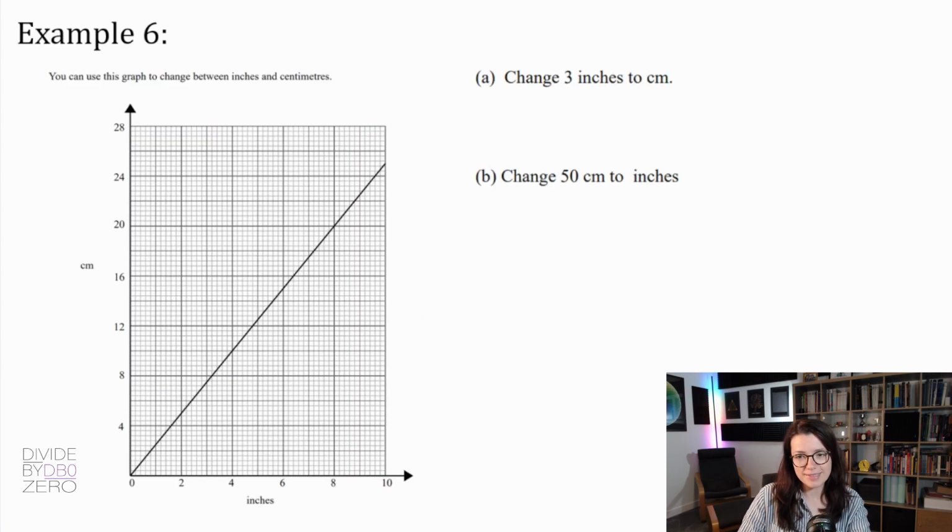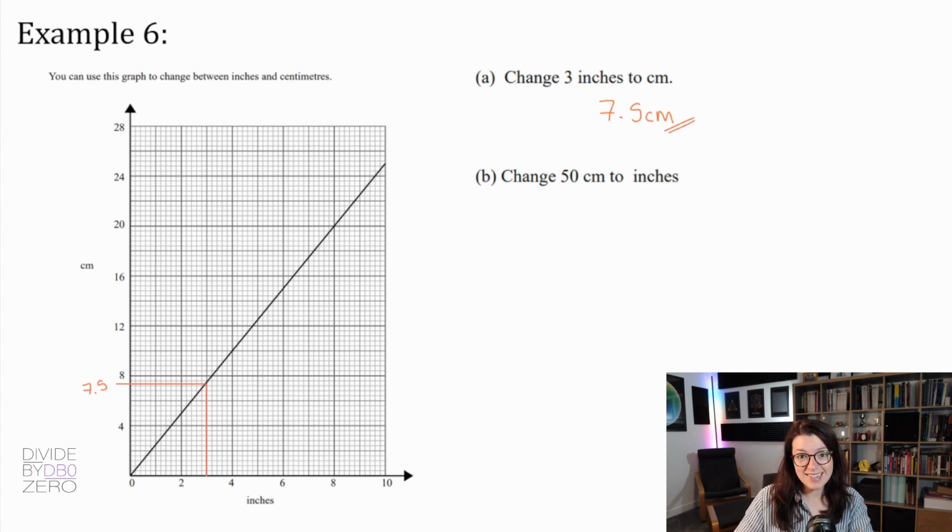Last example is a little bit different because it involves a graph this time. So it says you can use this graph to change between inches and centimeters. And it looks like a straight line graph starting at 0, 0 and then going up. Part A, change 3 inches to centimeters. So you want to find where 3 inches is on the graph. So if we look down here, we've got 3 inches being here. We draw a line up, and then when it touches that black line, we draw a line across. And then reading the scale carefully, that looks to be about 7.5 centimeters.